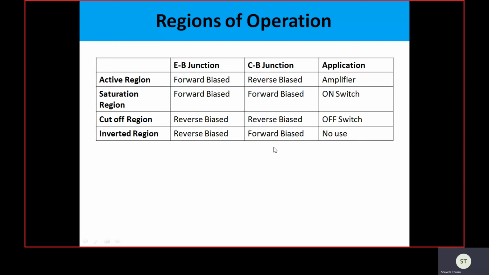Looking at the applications of the regions of operation, the active region is used for amplification, and the combination of the saturation region and cutoff region is utilized for the BJT as a switch. In a switch there are two states, either the switch is on or the switch is off. So we can use the saturation region as an on switch and the cutoff region as an off switch, and the inverted region is just studied for analysis purposes.